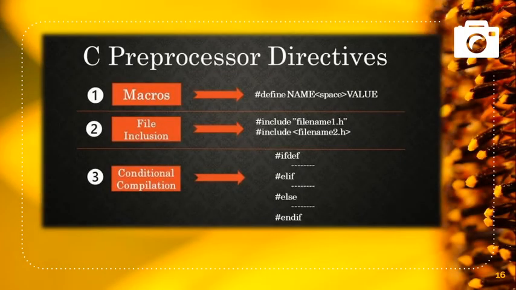Let's come to a summary of what we have studied in this class. Preprocessor directives are mainly of 3 types. One is macros, macro substitution, second one is file inclusion, third one is conditional compilation. Macros means an identifier is going to be replaced with a predefined string. File inclusion means we include files according to our program needs. Conditional compilation means we check with true or false statements.